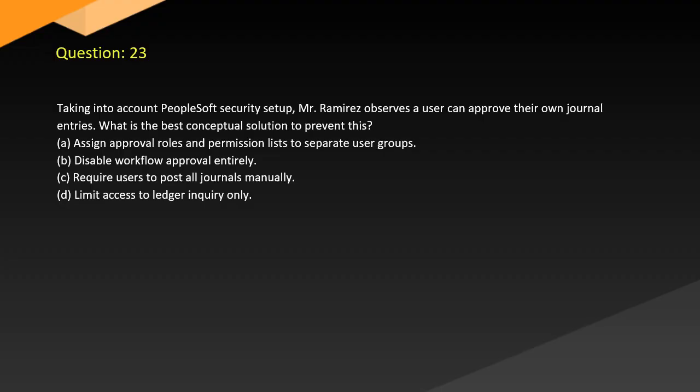Question 23. Taking into account PeopleSoft security setup, Mr. Ramirez observes a user can approve their own journal entries. What is the best conceptual solution to prevent this? A. Assign approval roles and permission lists to separate user groups. B. Disable workflow approval entirely. C. Require users to post all journals manually. D. Limit access to ledger inquiry only.